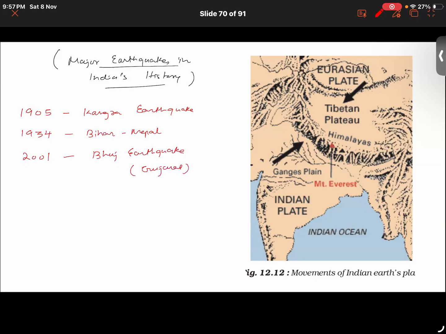Okay, it occurred in the region of Gujarat actually. Then there were some other earthquakes also, and one more I will be including here: the earthquake of the year 1897. That too was very, very devastating actually.